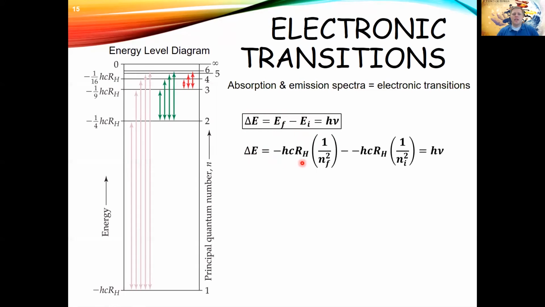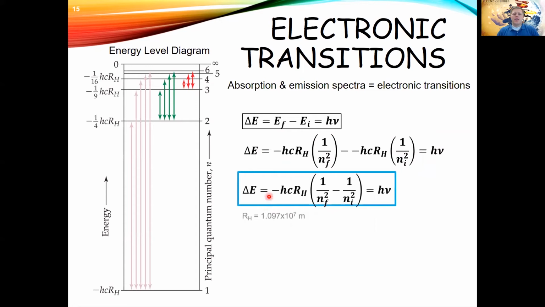So we can say delta E equals all of this, where we have the principal quantum number of the final orbital and the principal quantum number of the initial. And if you know some math, you know that a lot of this will factor out. And so you'll get delta E equals negative hc R_H times 1 over the final quantum number squared minus 1 over the initial quantum number squared, and that's equal to h nu. Okay, so now we know how to calculate the energy from moving from one orbital to the next, so going from orbital 1 to 2, or from 3 to 2, from 5 to 4, etc.